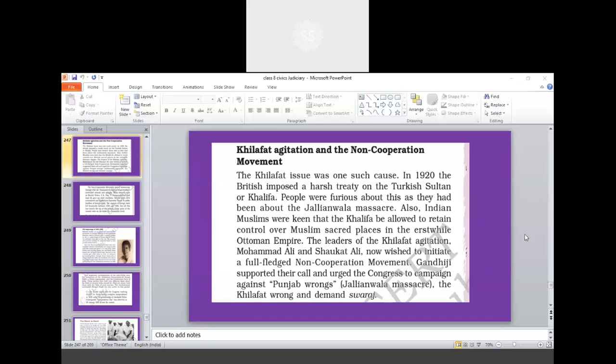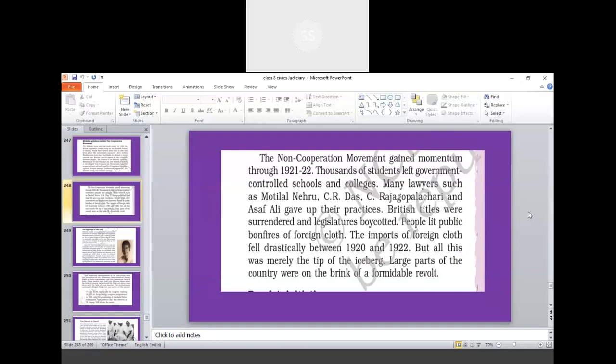The Khilafat movement was in favor of the Khalifa of Turkey, who was removed from power by the British for supporting Germany in World War One. In India, Shaukat Ali and Muhammad Ali, popularly known as the Ali brothers, started the Khilafat movement. Mahatma Gandhi supported the Khilafat movement because he felt that it was a very good opportunity to unite Hindus and Muslims. So I explained these topics to you. Okay. And let us move on to the non-cooperation movement.